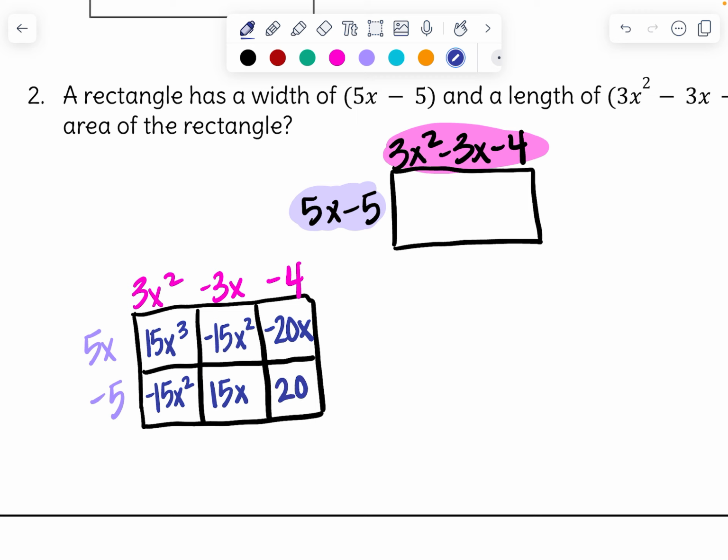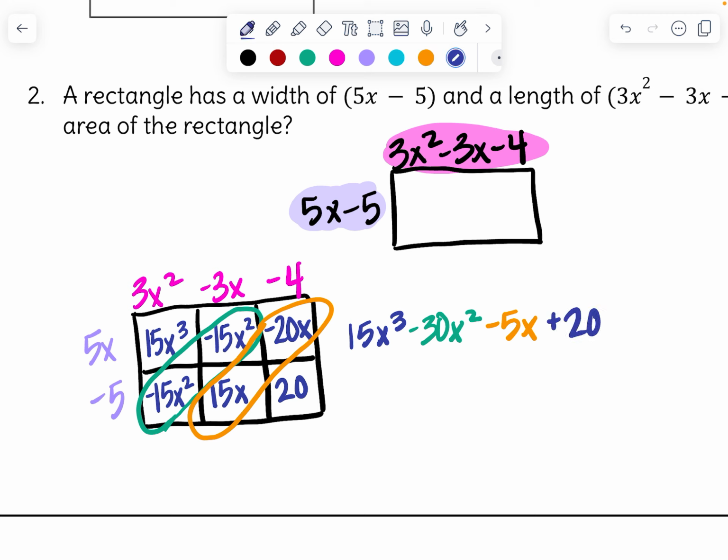So now that I have all of my multiplication done, I'm done changing exponents. Now I'm going to combine like terms. So I see that these two are x squared and these two have x. So those are the terms I'll be adding together. So my final answer for the area of this rectangle is 15x cubed minus 30x squared minus 5x plus 20.